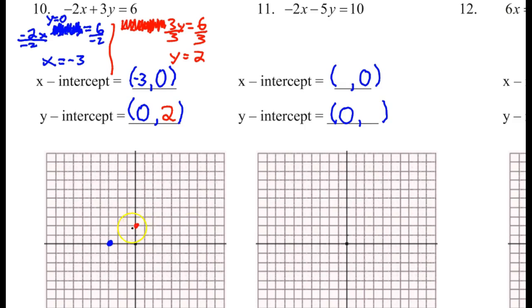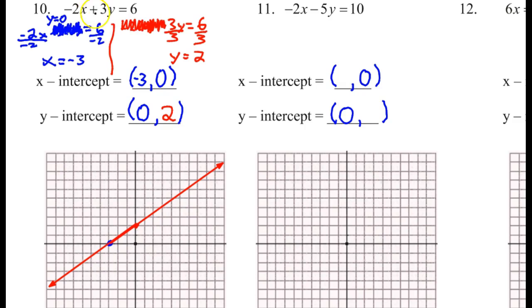So, take a straight edge. And there's your line. So this is graphing by using intercepts. Instead of doing slope intercept and finding out what's the rise and what's the run and all that, we can do it this way instead. So there's 2 ways of doing the same thing.